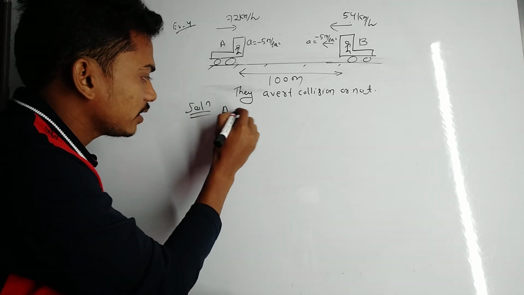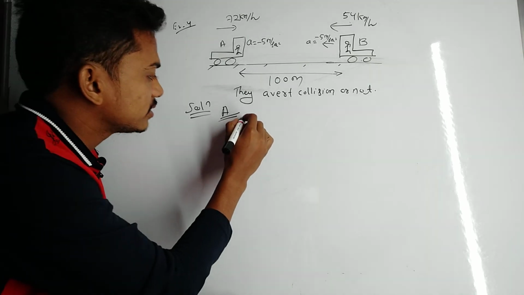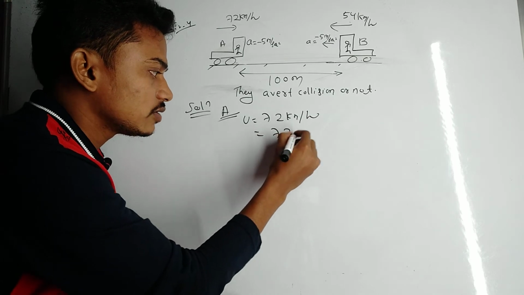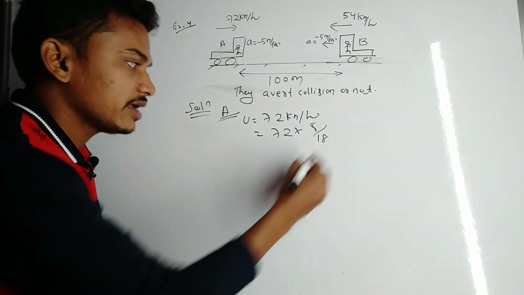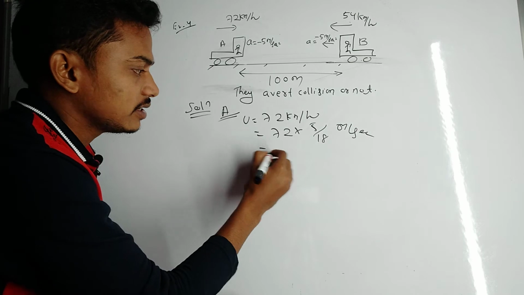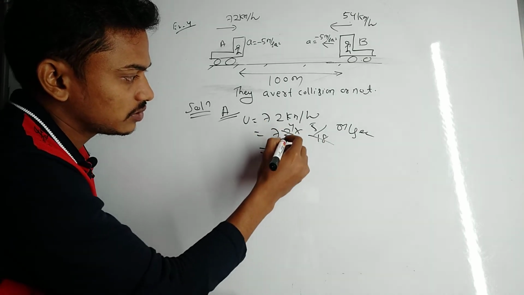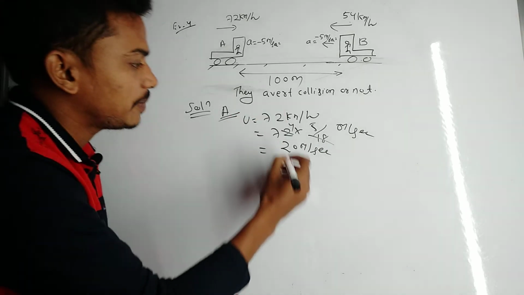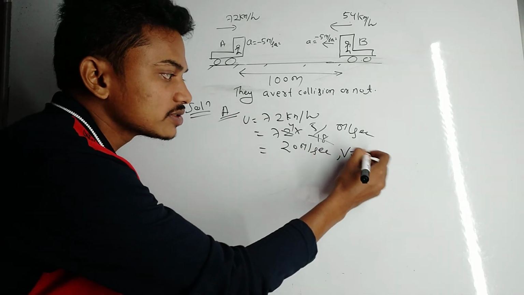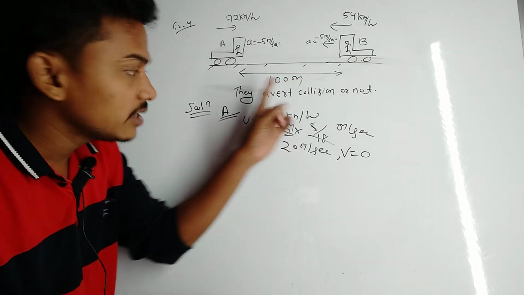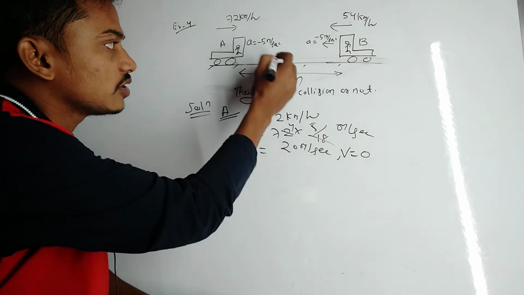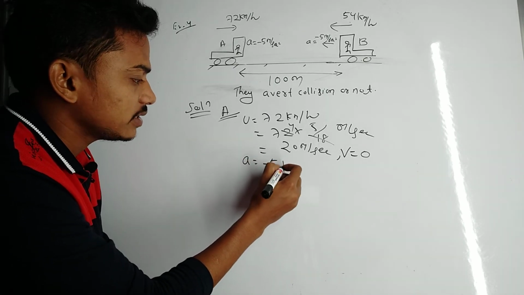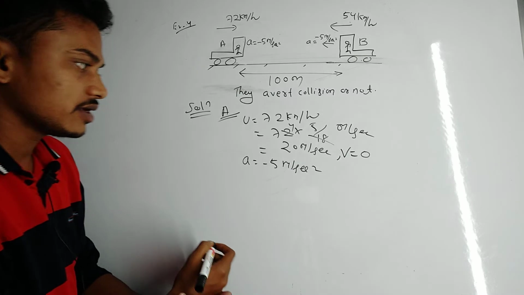For truck A, the initial velocity is 72 kilometer per hour. That's equal to 72 into 5 by 18 meter per second, that's equal to 20 meter per second. The final velocity is 0, since after applying the brakes and covering some distance it will stop. So final velocity is 0 and the acceleration is minus 5 meter per second square.